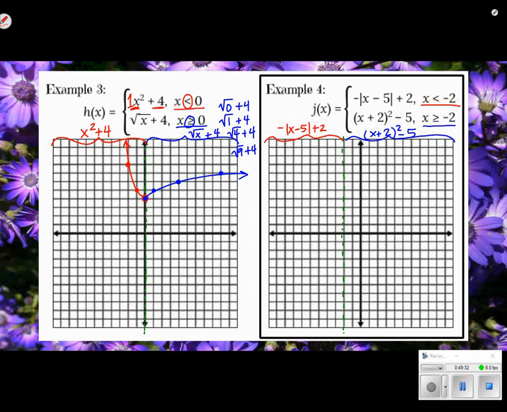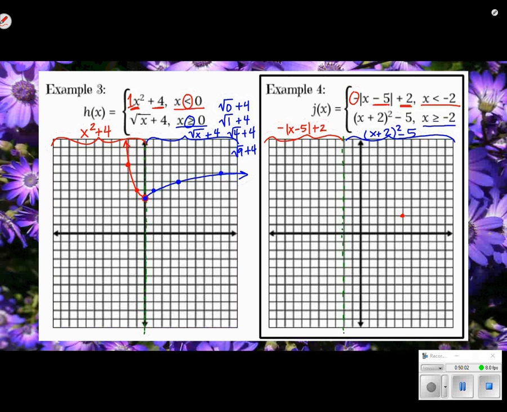All right, so let's look at the absolute value. This means right 5 and up 2. We're also going to be reflecting that over the x-axis. So for just a second, I want to pretend that I'm just graphing this absolute value. So I'm going to go right 5, I'm going to go up 2. Right here is my vertex. But that is on the wrong side. It is definitely not on the left of that green line.